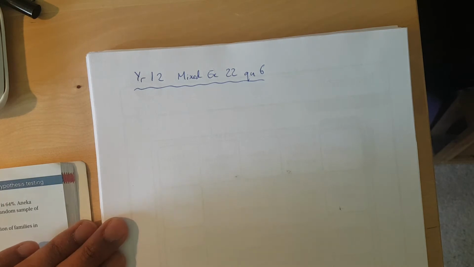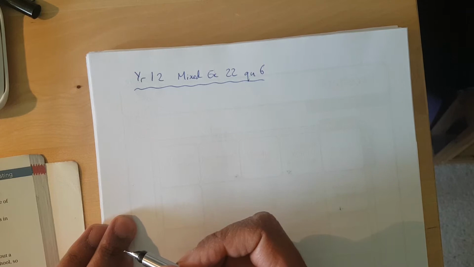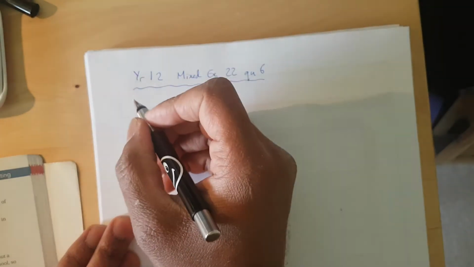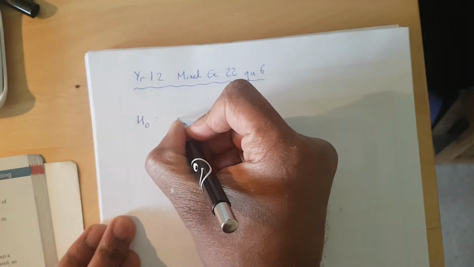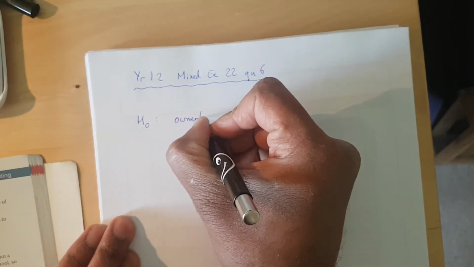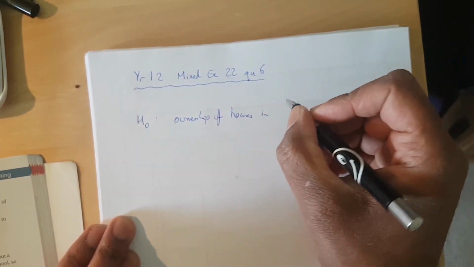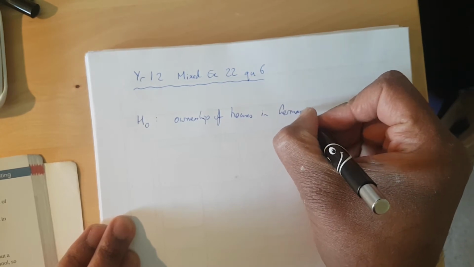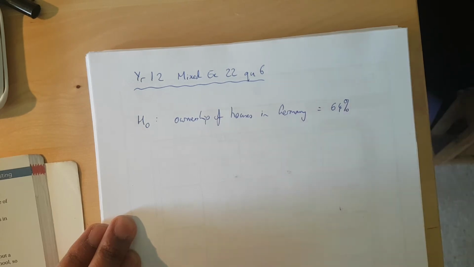Conduct a hypothesis test at the 5% significance level to test whether the proportion of families in Germany who own their homes is different from that in the UK. So if we're going to do a statistical hypothesis test, we ought to have some null and alternative hypotheses. Let's say that the null hypothesis is that ownership of houses in Germany is the same as the UK, which we are told is apparently 64%.